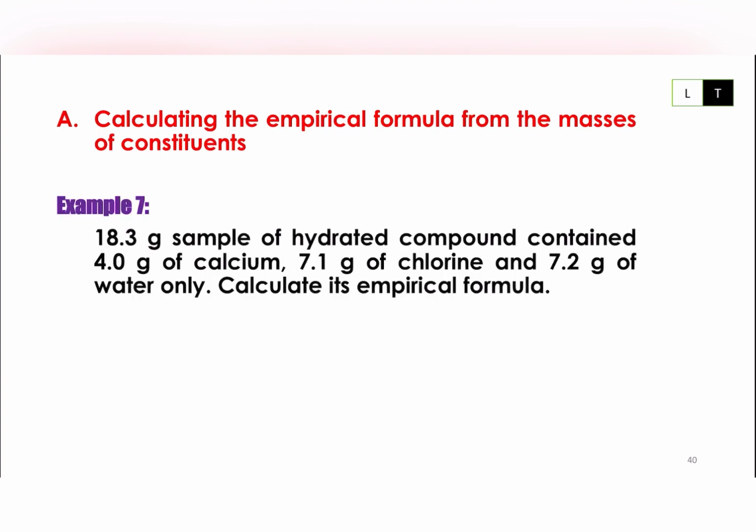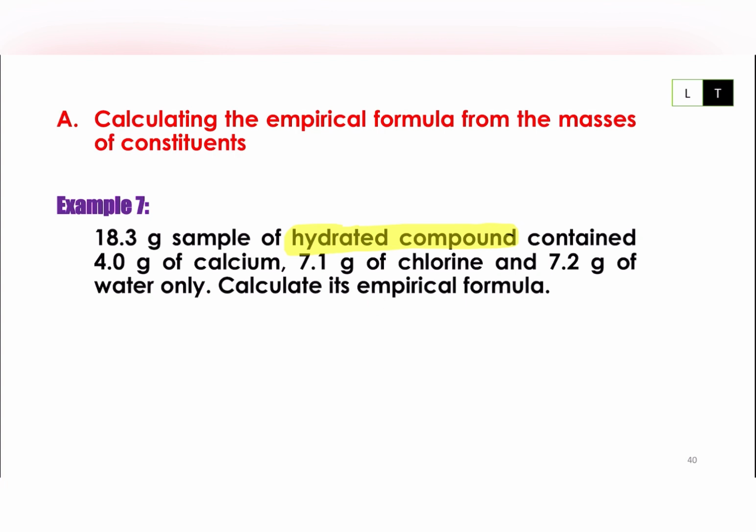This is an example when you have the masses of constituents, based on example 7. You have an 18.3 gram sample of hydrated compound. Please be careful here. I put the term hydrated compound, so it means that one of the elements in your Marmora table should be water. Next, I have the mass of calcium, mass of chlorine, and mass of water. So you have to determine its empirical formula.